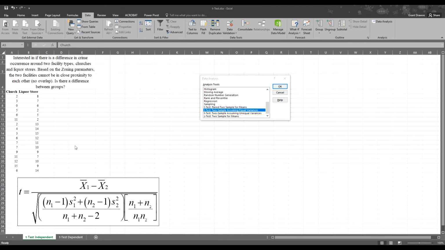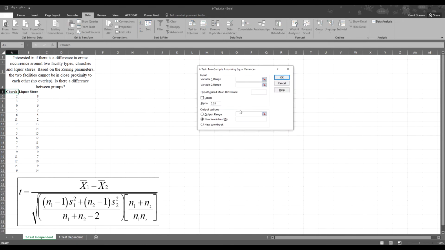Alright, so now we're going to go ahead and use the two sample assuming equal variances one. Hit OK. Pop that up. So here the input is asking for your variable 1 range. So here I'm going to highlight the church column, including the label itself. Same for the liquor stores. Here the hypothesized mean difference, the null hypothesis, equals 0. We do have labels, so that we have church and liquor store at the top.